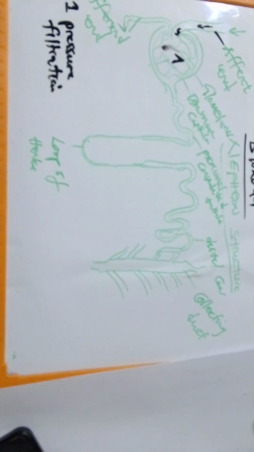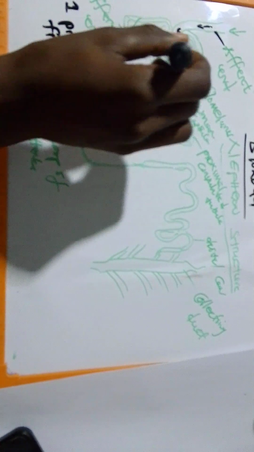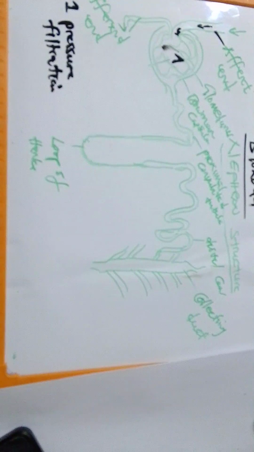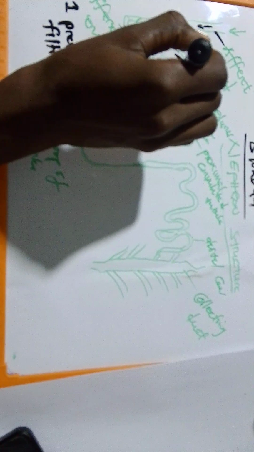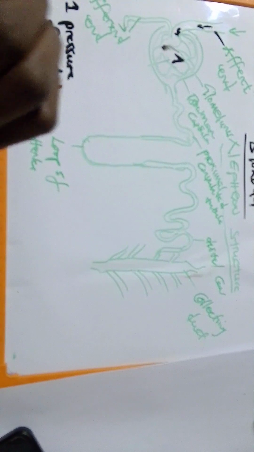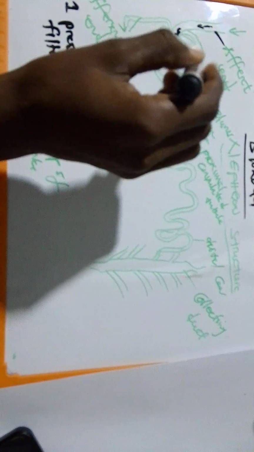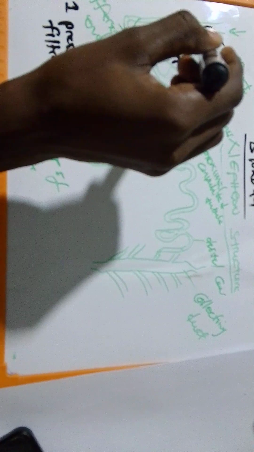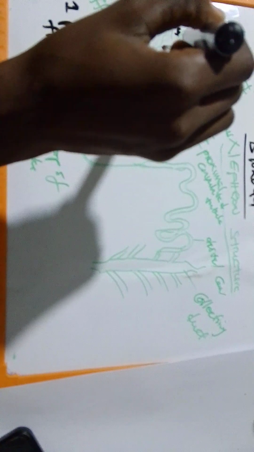So in the Bowman's capsule, this is where pressure filtration takes place. So pressure filtration now, how does it happen? It happens like this. When the blood comes here, inside the blood there are some small substances that are able to pass through the selectively permeable membrane of these blood vessels and remain inside the Bowman's capsule.